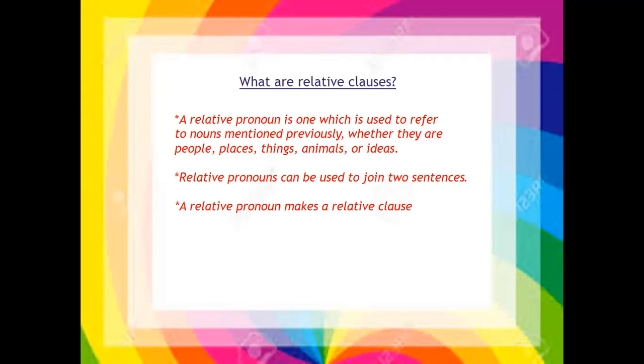Relative pronouns can be used to join two sentences. So instead of writing two sentences talking about the same person or the same animal or the same object, we can join them in one sentence by using the relative pronoun. So when a relative pronoun enters a sentence, it will be called a relative clause. So a relative pronoun makes a relative clause.